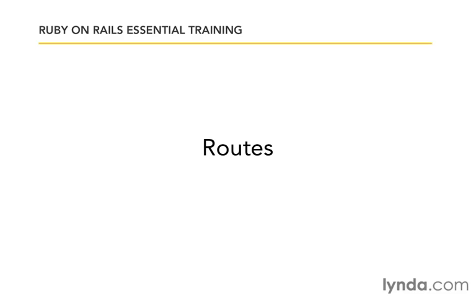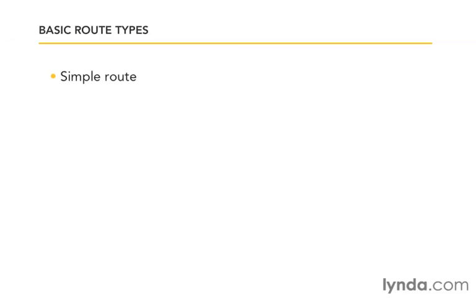Now, routes is a very big topic, and there are lots of advanced features in routes. So we're going to stick to 3 basic route types for now. We're going to be looking at simple routes, default routes, and the root route. To start with, let's jump back to our application.